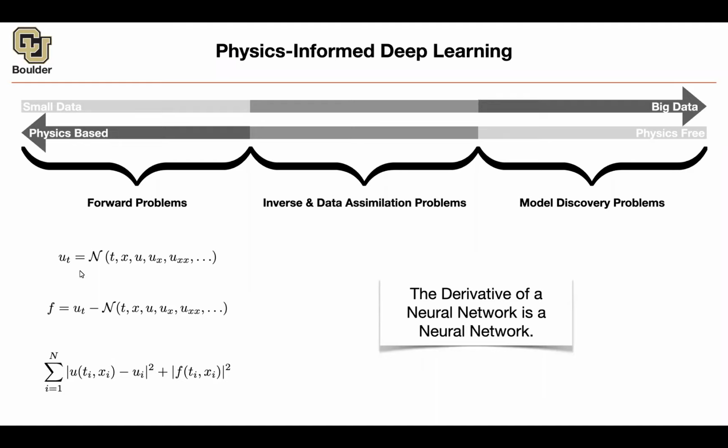For model discovery, you can actually say N could be a neural network, or if you want it to be explainable, you can say N is a linear combination of maybe polynomials or sines and cosines. And then you can discover your physics, given enough data. And there are two arrows. One goes from left to right, the other one from right to left. Unfortunately, if you have small data, you cannot learn your physics. You have to make some assumptions. That's just a fact.